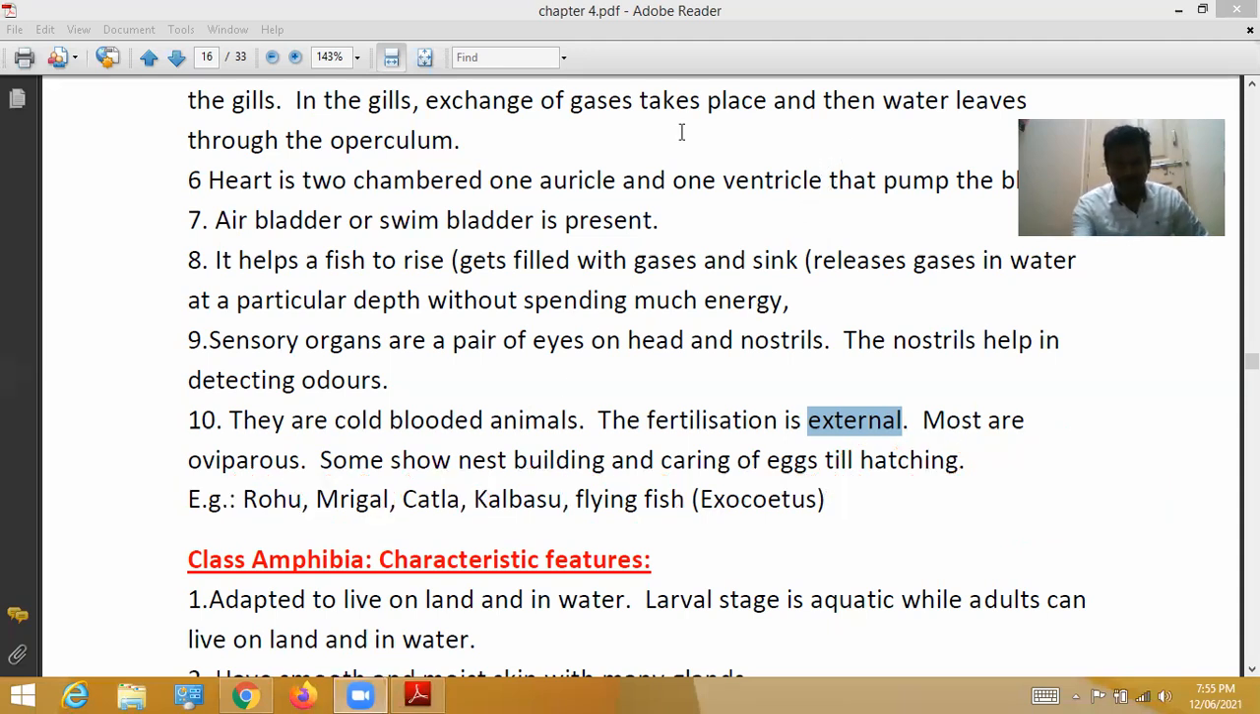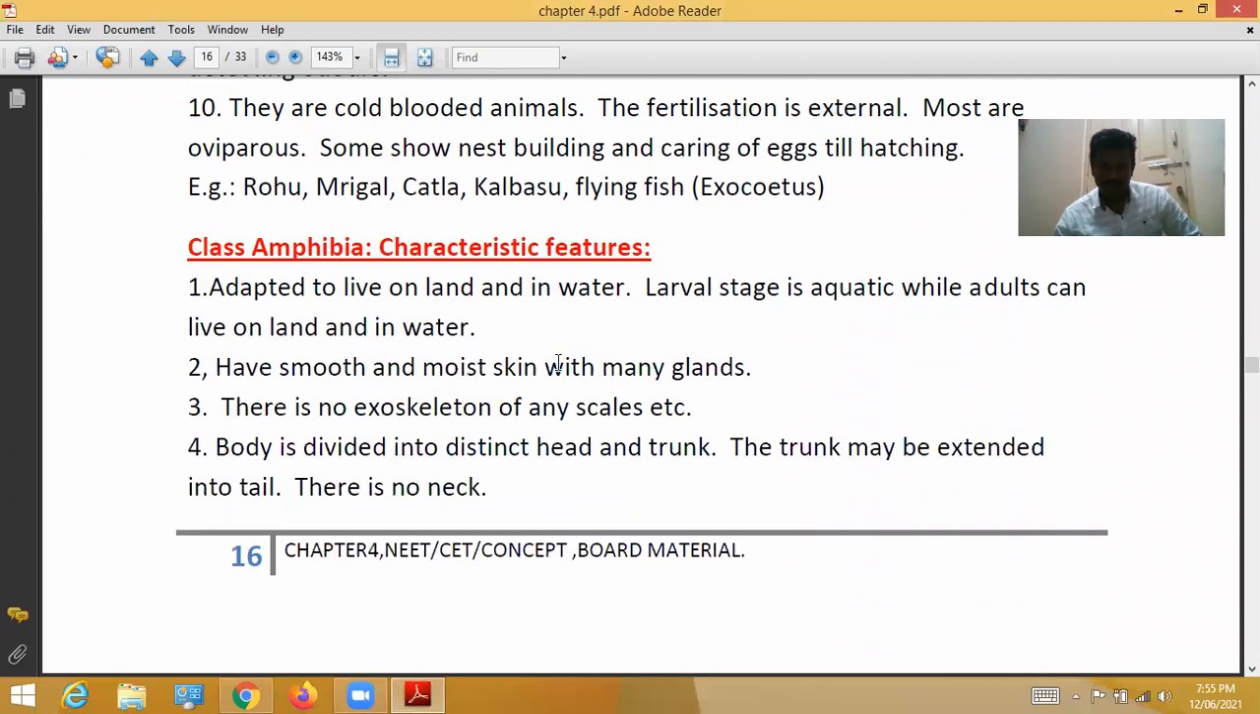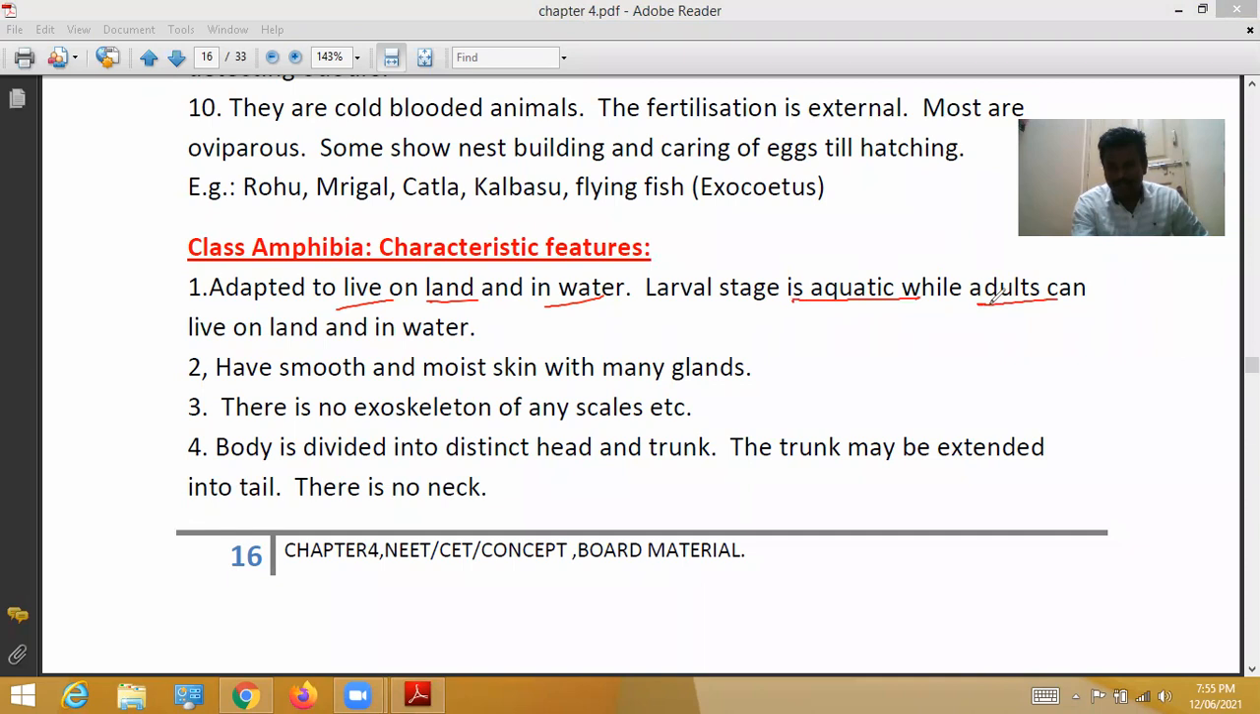Next class, Amphibia. They are adapted to live on land and in water. Generally, the larval stage is aquatic, while adults can live on land and in water. They have smooth and moist skin with a number of mucous glands, which secrete mucus that keeps the frog's skin slippery and moist always.